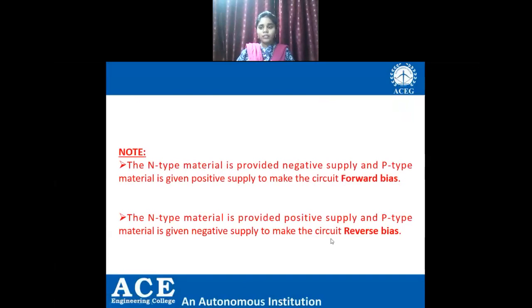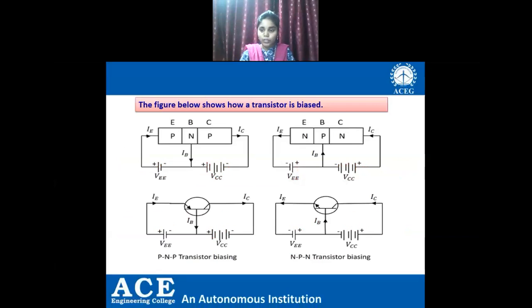The important thing we should note here, the N-type material is provided with negative supply and P-type material is supplied with positive supply to make the circuit forward bias condition. Yes, we know, right? We have already studied in PN junction there. Next one, the N-type material is provided with positive supply and P-type material is provided with negative supply to make the circuit reverse bias. Whenever you are connecting, we should make sure of this. Let us move on.